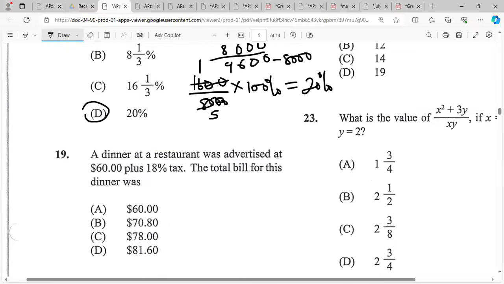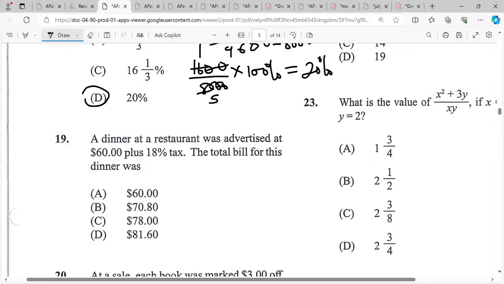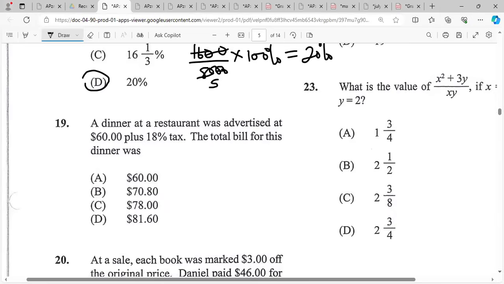All right, 19 says a dinner at a restaurant was advertised at $60 plus 18% tax. The total bill for the dinner was, so we're going to increase it by 18%. So we need to find 18% of the 60, right? Because that is the tax. So 18% of 60. Tax means you have to pay more. That goes to the government, right?